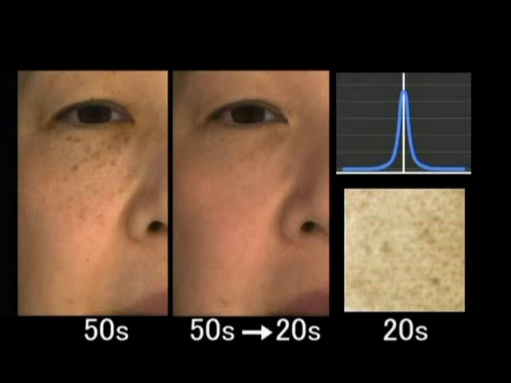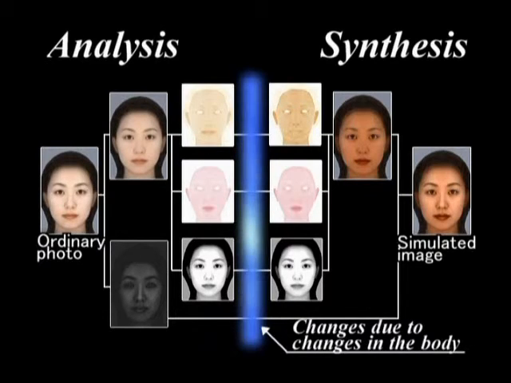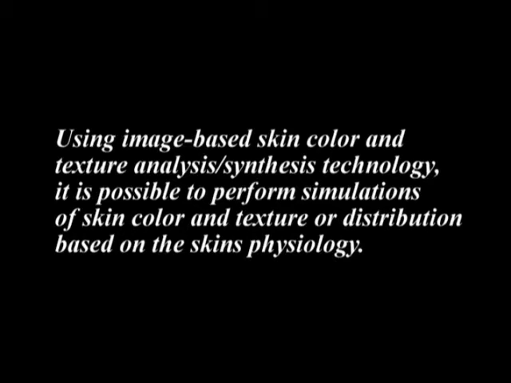Overall, the face now has a rejuvenated youthful appearance, an appearance that approximates that of this woman's daughter, who is in her 20s. As we have just demonstrated, we have made it possible to use image-based skin color and texture analysis synthesis technology to perform simulations of skin color and texture or distribution based on the skin's physiology, and show the results of changes in pigment amounts and distribution of pigment components.